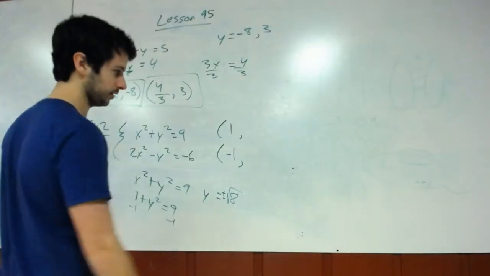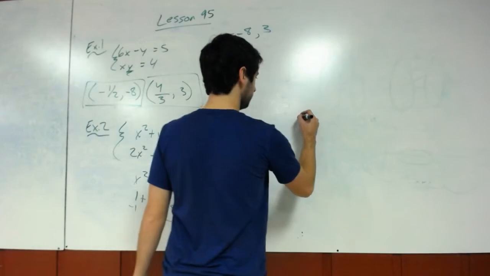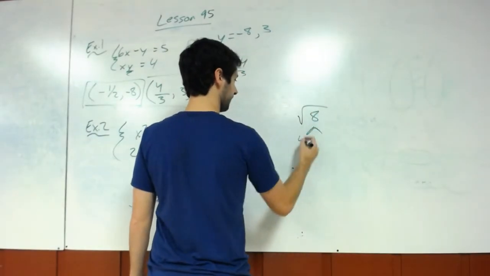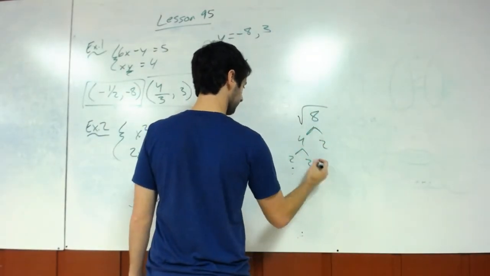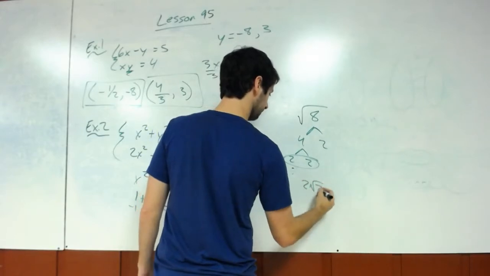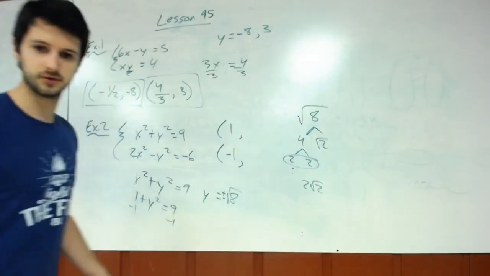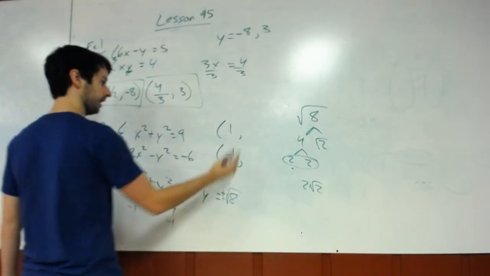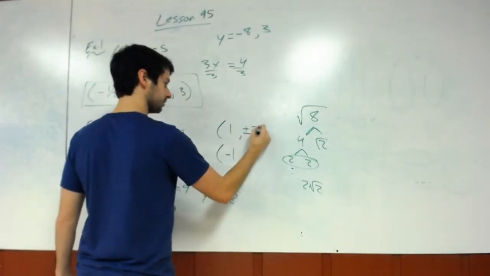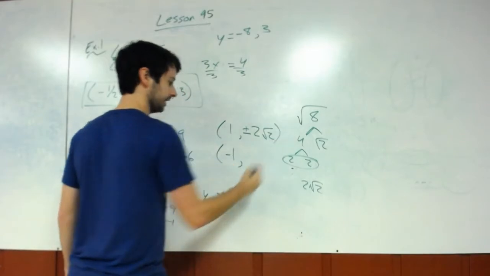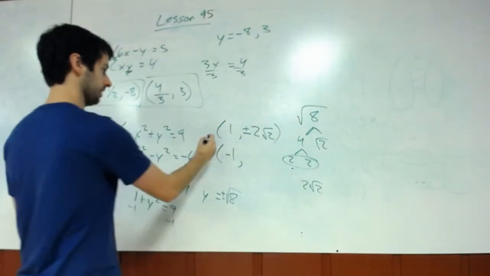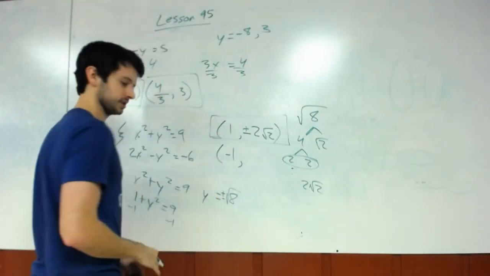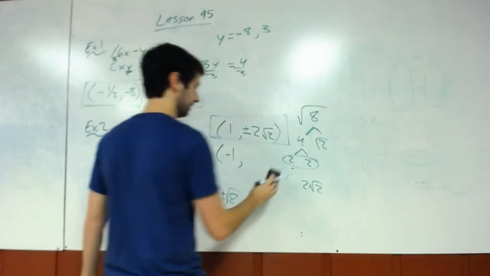Now the square root of 8 can be factored. I'm going to factor it right here. The square root of 8 factored would be 2 radical 2, right? 2 radical 2. So when x is positive 1, y is going to be plus or minus 2 radical 2, and that is how we can write the answer. So there is one system of equations right there.